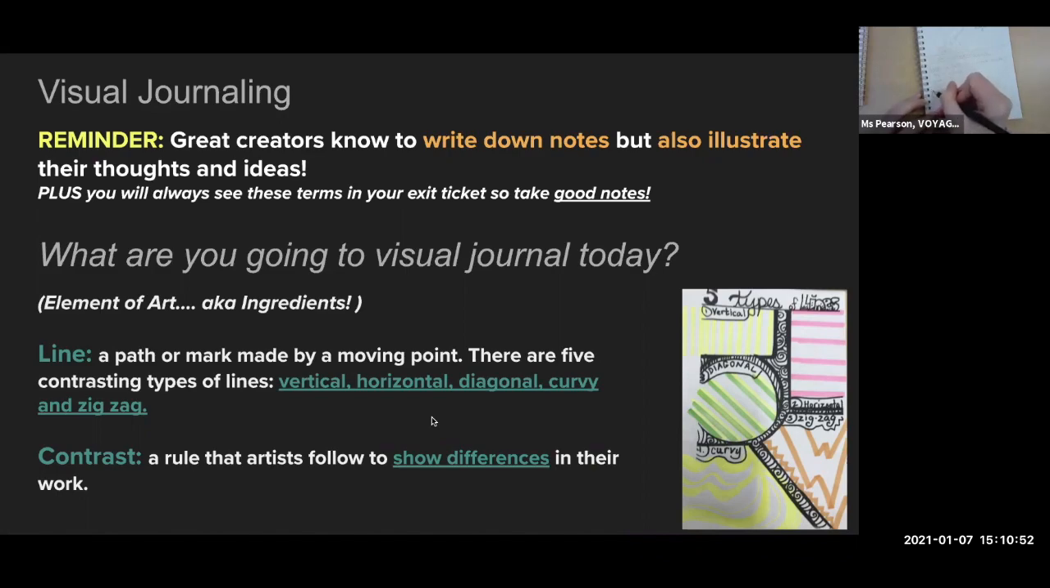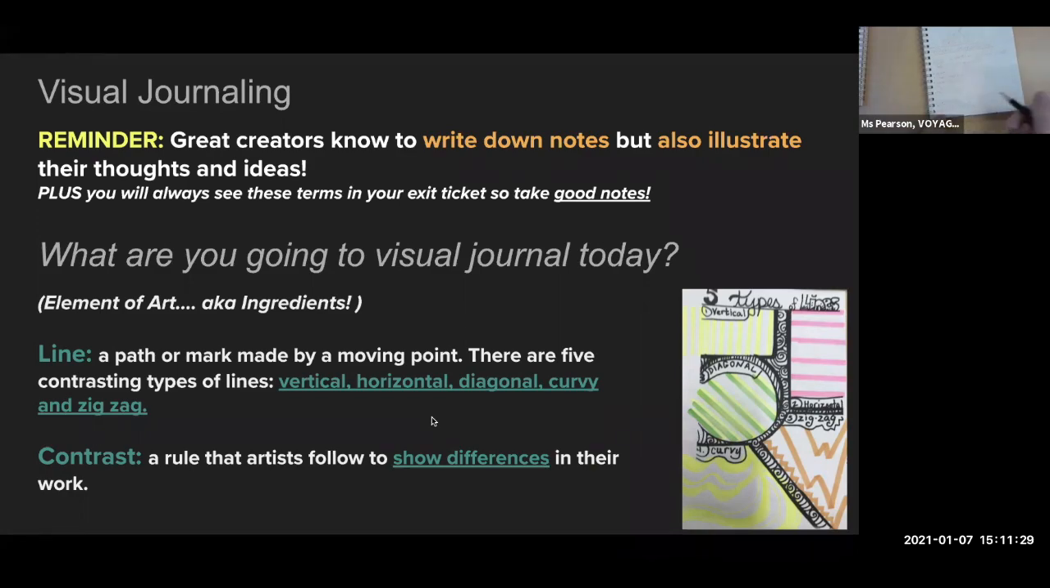Now, just like in the 6-hat sketch, we drew lots of different types of lines. That is what we call contrast. So a contrast is a rule that artists follow to show differences in their work. So when we were creating that sketch, we didn't only use curvy lines, right? We didn't only make thin lines. Some of those lines were a little bit thicker. Some of them were a little bit longer. That's what contrast is. We'll be practicing contrast here in a couple of minutes after we finish our visual journaling.